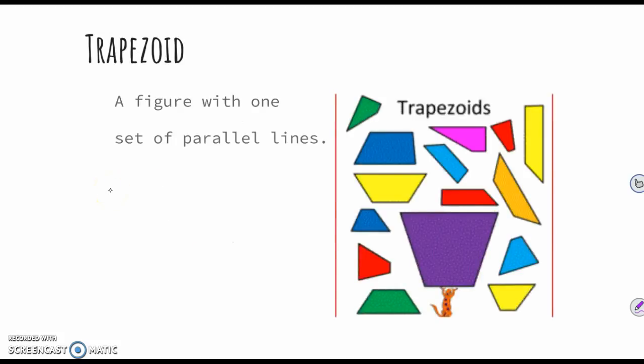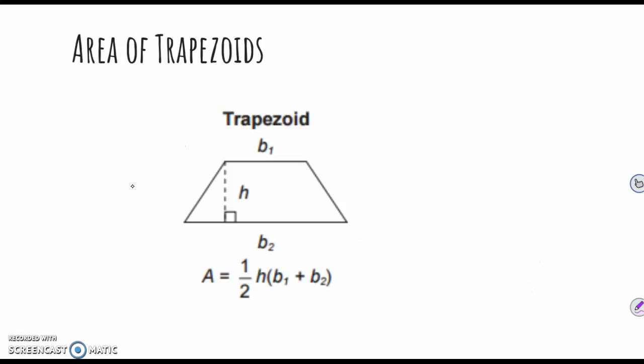A trapezoid is a figure with one set of parallel lines. These are examples of different types of trapezoids. To find the area of a trapezoid, we use the formula area equals 1/2 the height times B1 plus B2. With a trapezoid, we have 2 bases. We have a base at the top and a base at the bottom. These are not congruent. They're not the same measure.